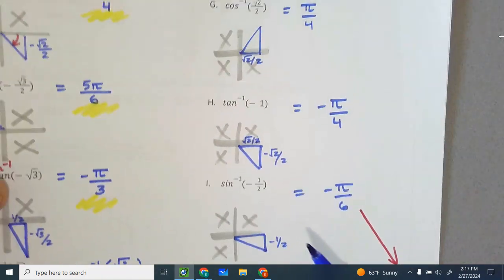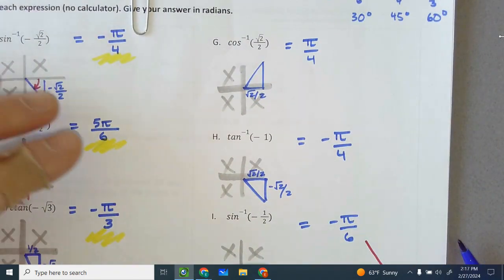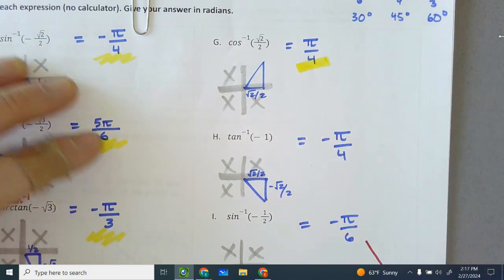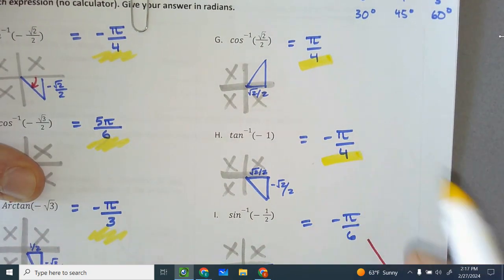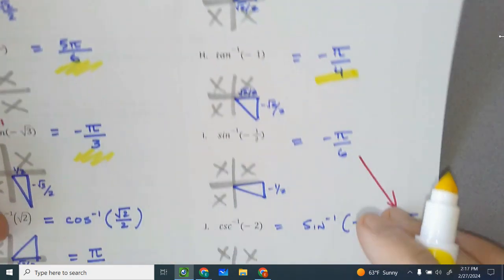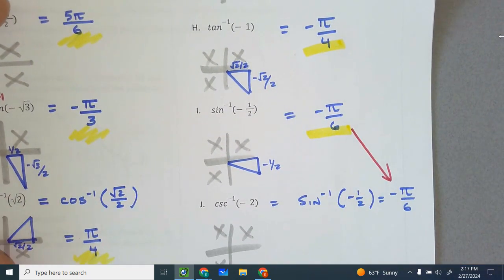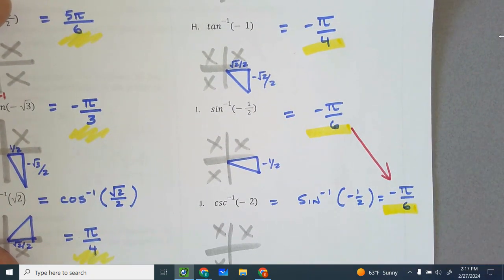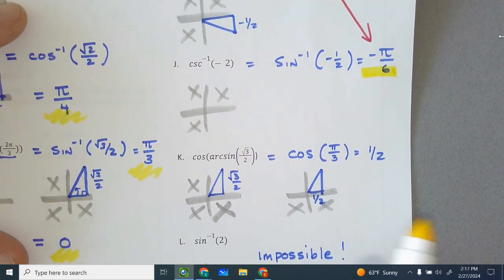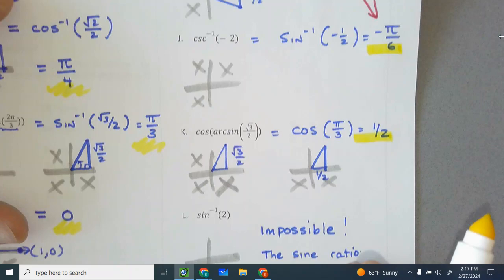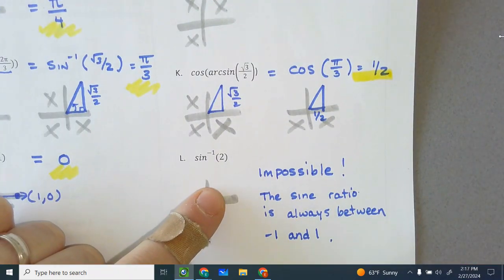Okay, and I'm going to assume that you have now attempted those problems and are ready to check. So here are your answers. You should have pi over 4, negative pi over 4, negative pi over 6, pi over 6, 1/2, and I should explain this one a little bit.